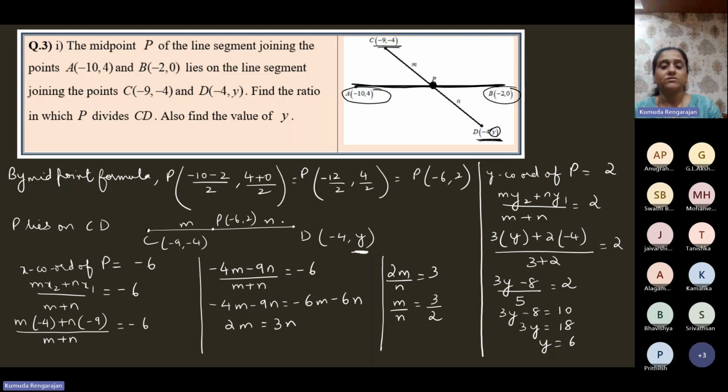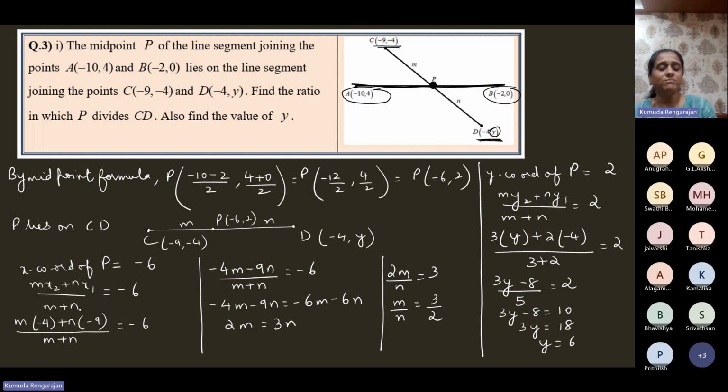We can find the ratio m is to n using -6 or 2, the coordinates of P. But here we cannot use 2 and find the ratio because we don't know the value of this y. So we have to use -6. So the x coordinate of P is -6.